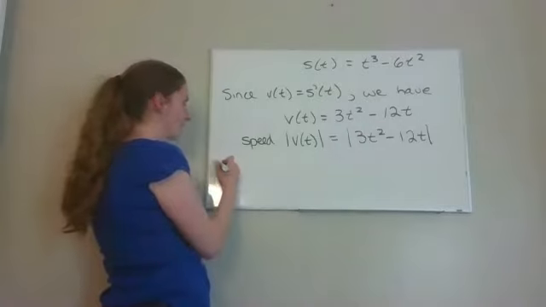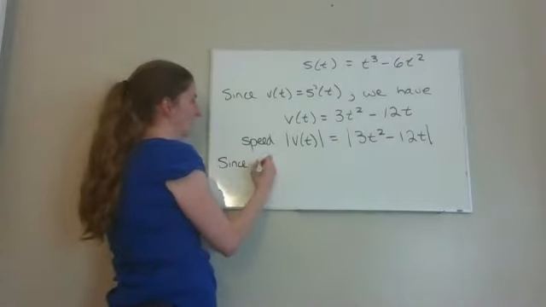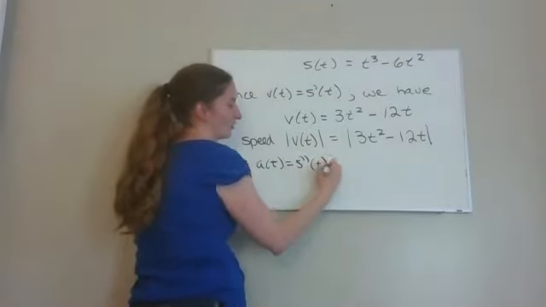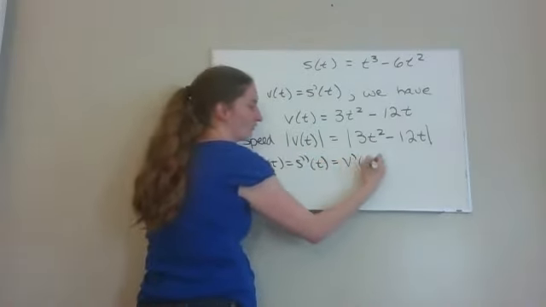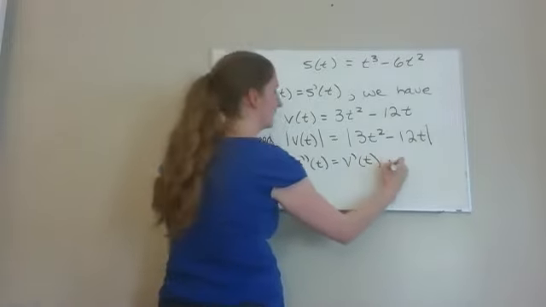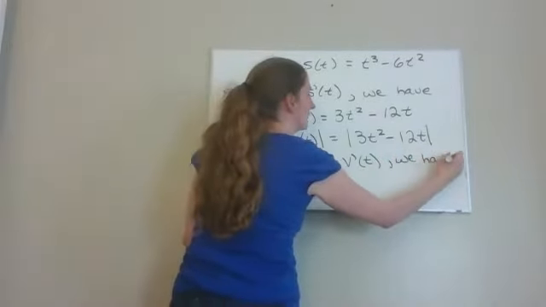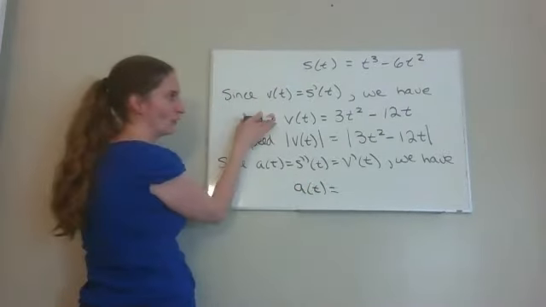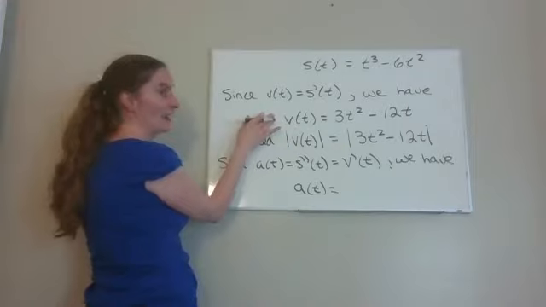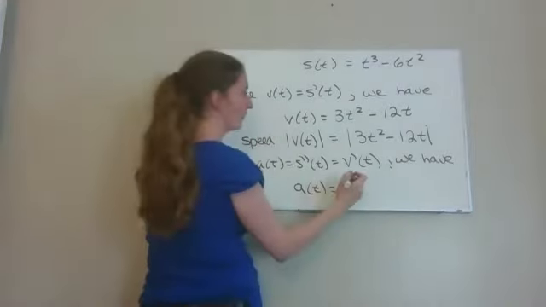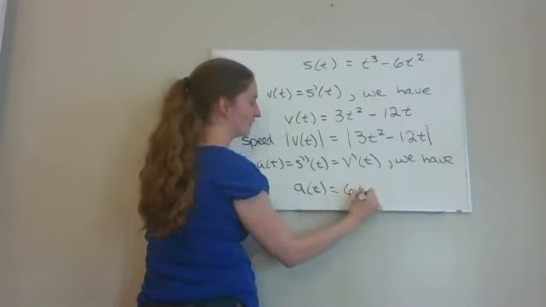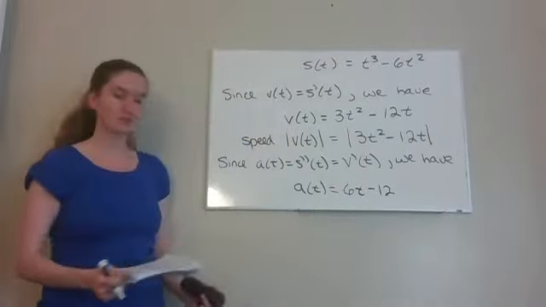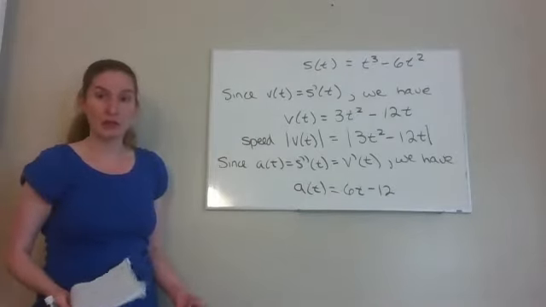And my acceleration, which is equal to the second derivative of position, which would mean it's the first derivative of velocity. We can find our acceleration function by taking the derivative of our velocity. And that is another power rule. So I would just get a 6t minus 12 for that acceleration function. All right, that's pretty straightforward.